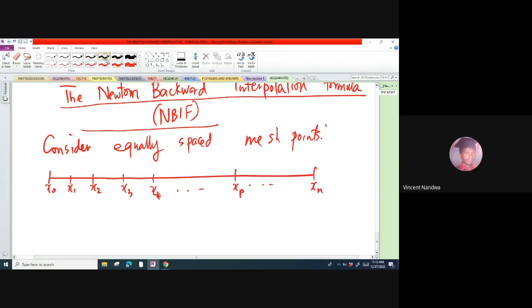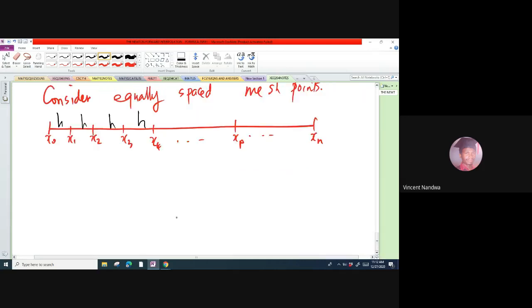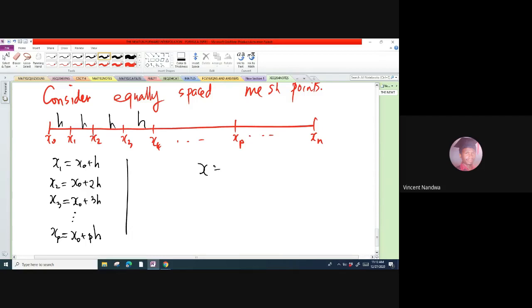So where the distance between consecutive mesh points is h. In a similar manner, just as we have seen before, x1 will be given by x0 plus h. x2 will be given by x0 plus 2h. x3 will be given by x0 plus 3h. xp will be given by x0 plus ph. And therefore, a general point x, which is the same as xp, is x0 plus ph.